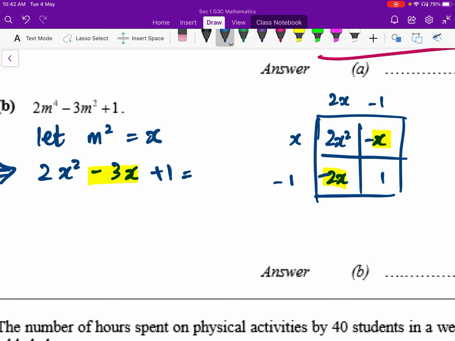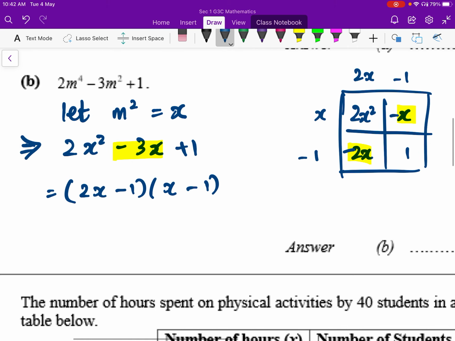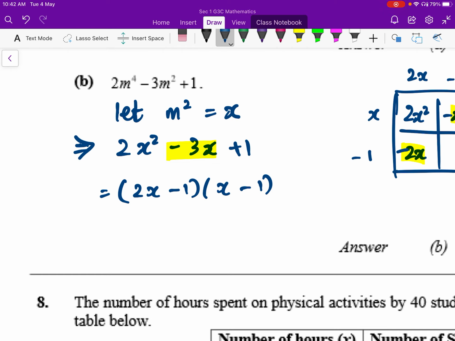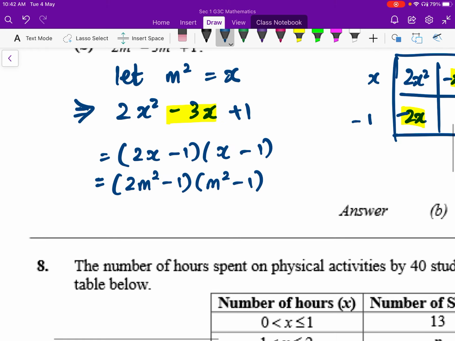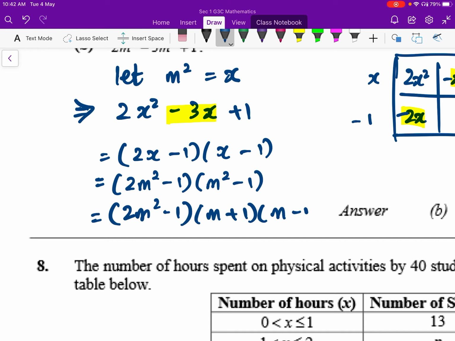So this becomes 2x minus 1 and x minus 1. Now, from here, we change back. M squared was our x. Change it back. So we get 2, instead of x, we write m squared minus 1. Then we have m squared minus 1. And we're not done yet. Turns out m squared minus 1, we can still further factorize it. 2m squared minus 1, m plus 1, m minus 1. This is the factorized form.